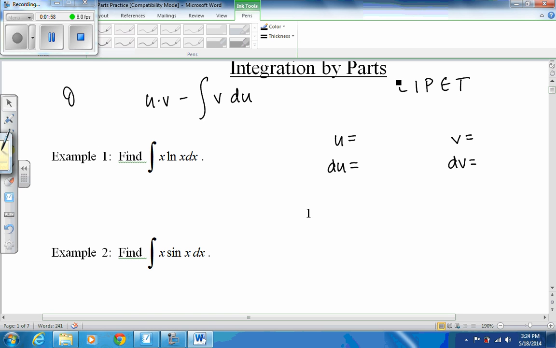So I'm going to use the ln of x for my u. A little less thinking involved if you can remember that. And then we know what the derivative of ln of x is. That's 1 over x. And then this would be du over dx, but we're going to multiply this up to the other side, and that's where our dx comes from.